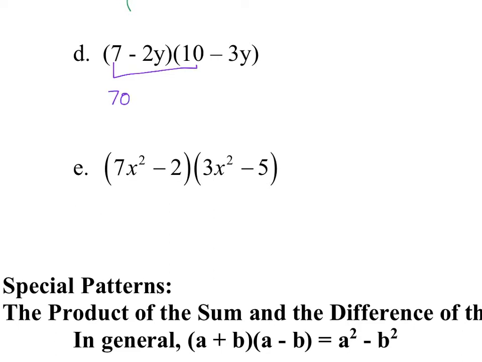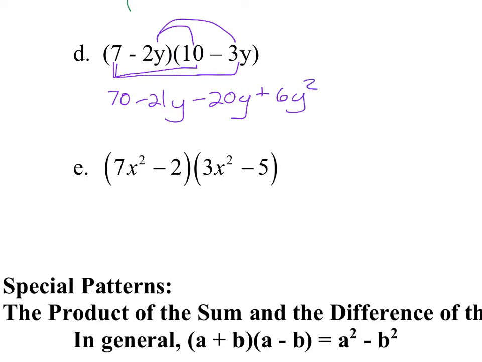70 minus 21y, inner minus 20y. Last is a plus 6y squared. Add the middle ones together. 70 minus 41y. Yep, and sorry, that was a plus 6y squared. Yes.